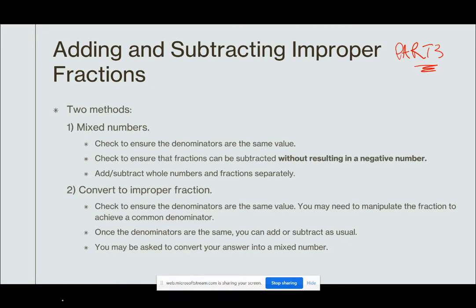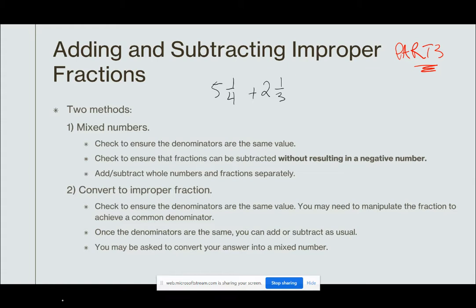Let's say we have something like 5 and 1/4 plus 2 and 1/4. The first thing you have to do is check to make sure the denominators are the same value. And you know what, actually, for the sake of this lesson, I'm going to make this 3, just to show that extra step. So first thing you want to do is check to make sure the denominators are the same value. In this case, they are not. So we're just going to have to do some converting.